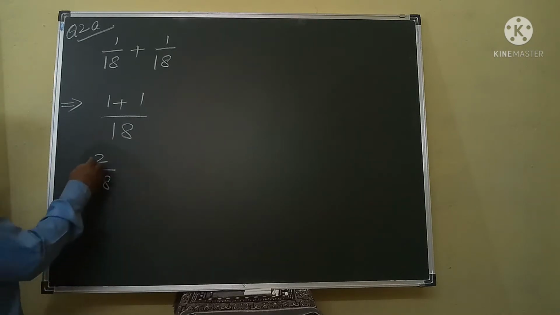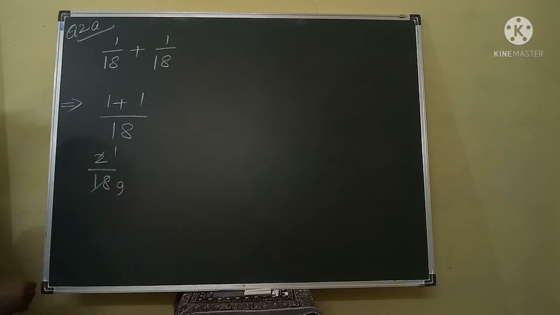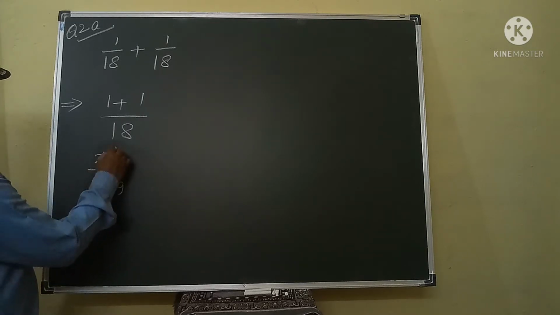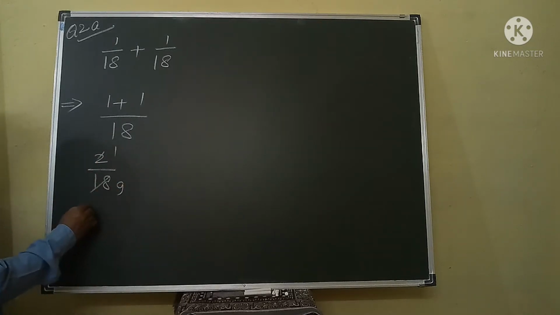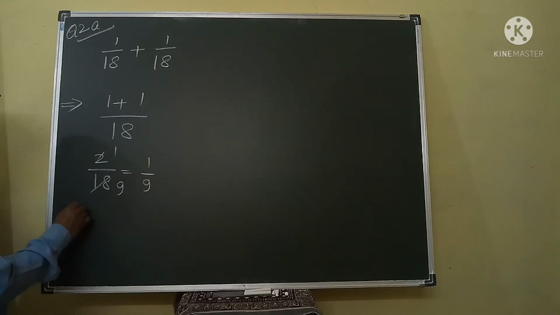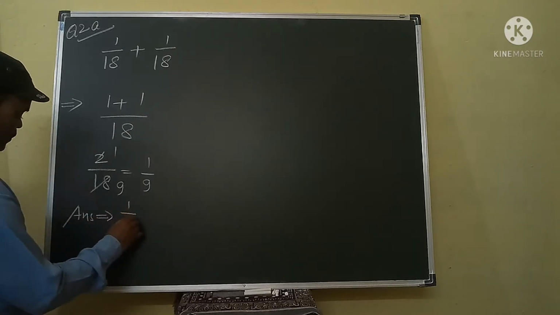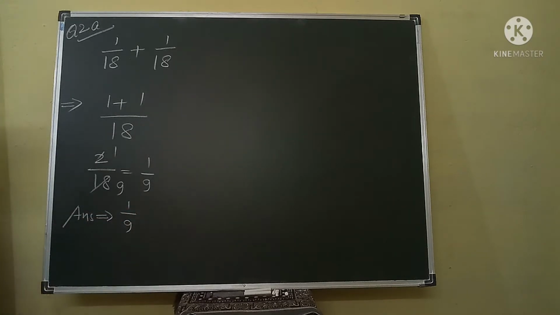Then what will we do? 2 ones are 2, 2 nines are 18. That means 1 upon 9. So the required answer is 1 upon 9. This is the required answer for the question.